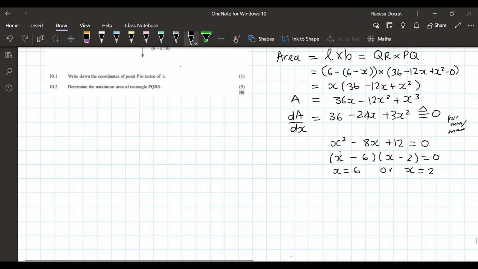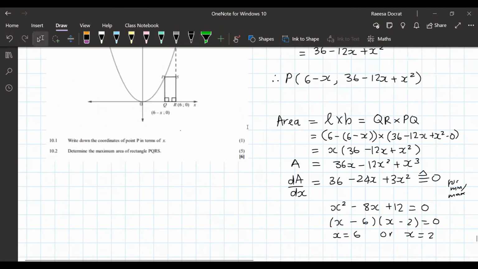Now, one of these answers will give us a maximum and one of these answers will give us a minimum. If x is equal to 6, it means Q is basically on R, so this would give us our minimum. That means the correct answer is x is equal to 2. So we would now like to get the area.